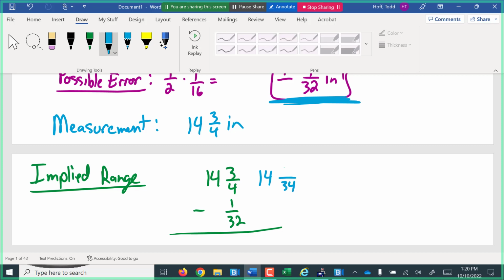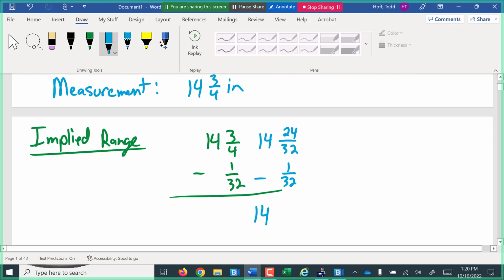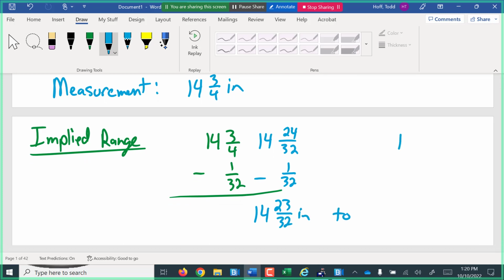3/4. 3/4 would be 24 32nds. Minus 1/32 would be 14 23 32nds of an inch. That 14 3/4, well, I'm just going to write it as 14 24 32nds plus a 32nd. So that's 14 25 32nds.